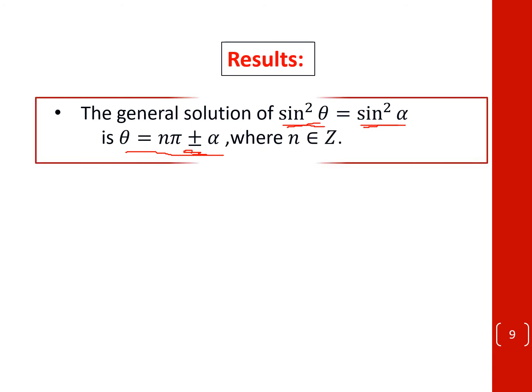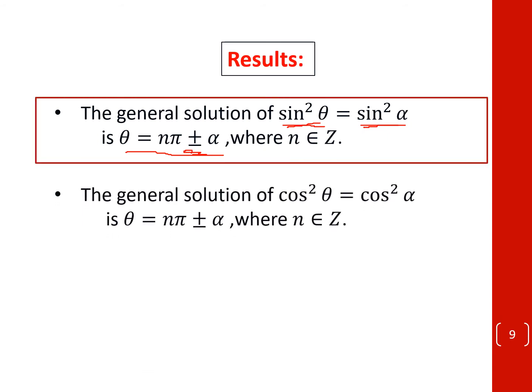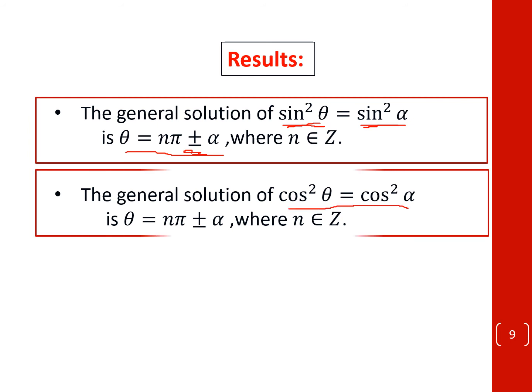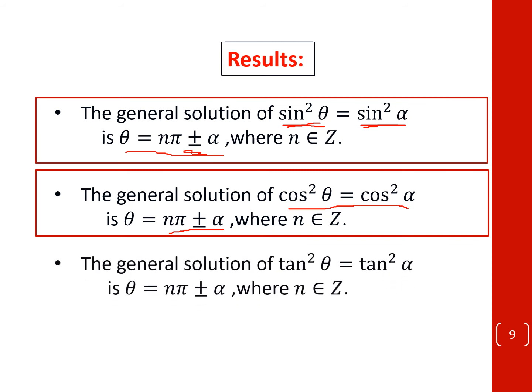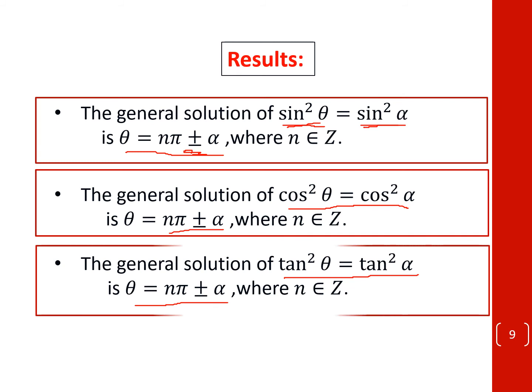Second result, the general solution of cos square theta equals cos square alpha is theta equals n pi plus or minus alpha, where n belongs to Z. Next result, the general solution of tan square theta equals tan square alpha is theta equals n pi plus or minus alpha, where n belongs to Z. These are very important results, student. Where square is used, we have to use these results.